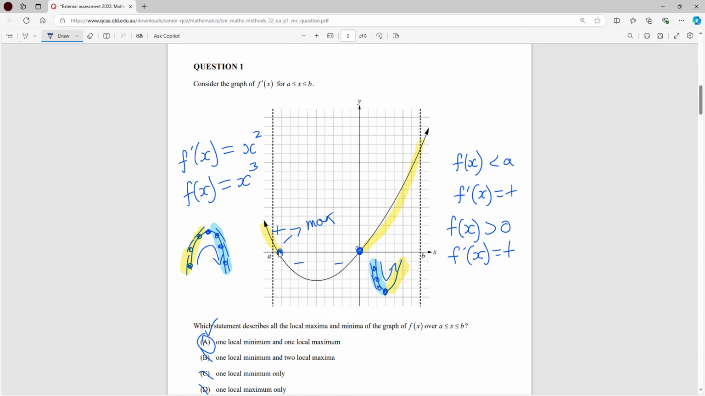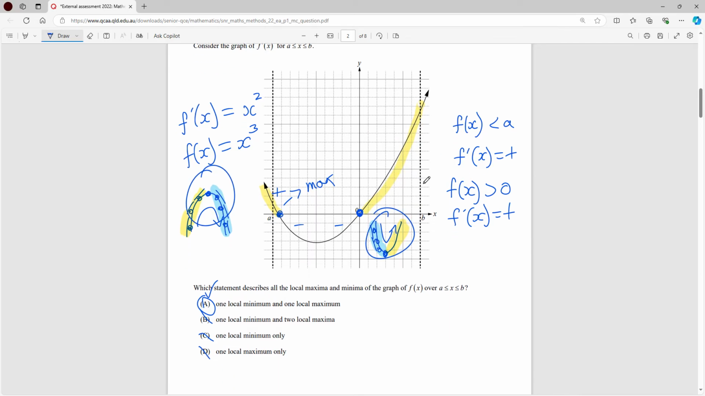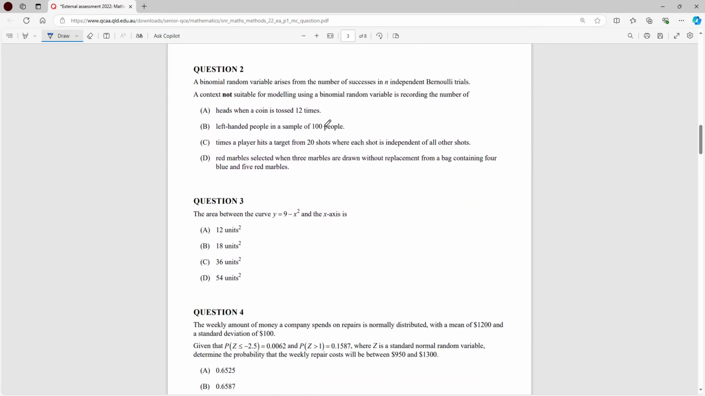You have either two maximums, two minimums, or one of each. And we have one of each because of this concept here, okay? If you have any questions about this one, leave something in the comments, but I'm moving on to the next question, okay? Alright, question 2.